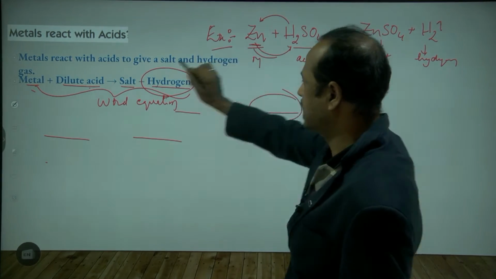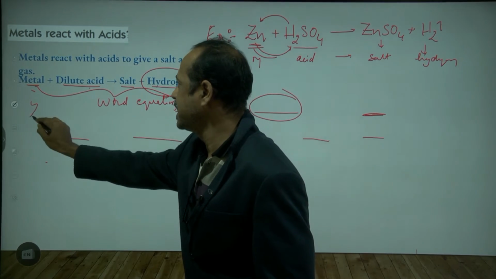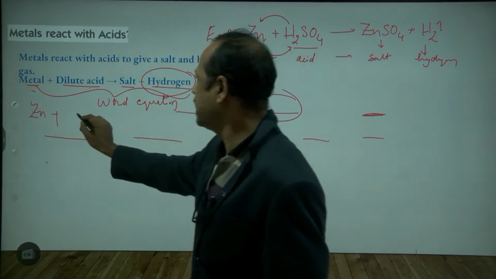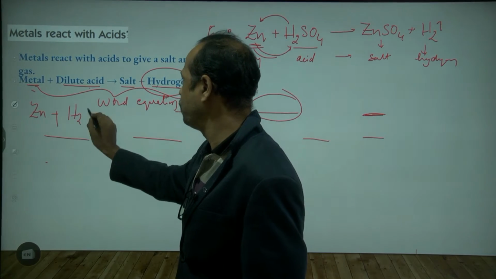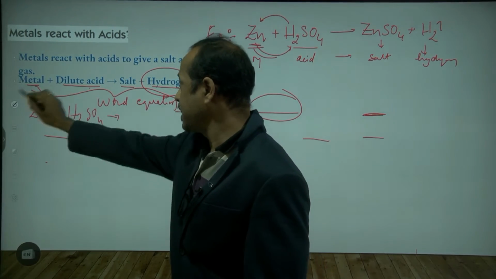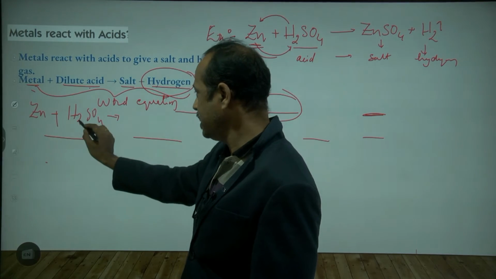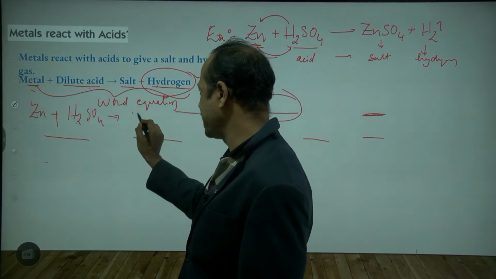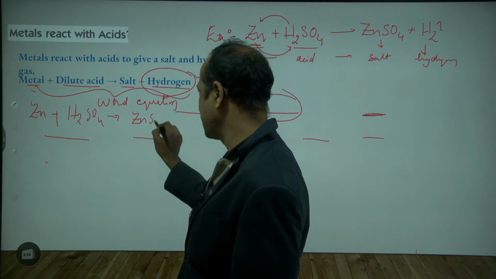In the place of metal you can write zinc, plus dilute acid, so write H2SO4. So what are you getting? One salt. How do you get it? This hydrogen is displaced by this zinc. So in the place of hydrogen, zinc will come. So zinc sulfate. This is the salt, zinc sulfate.